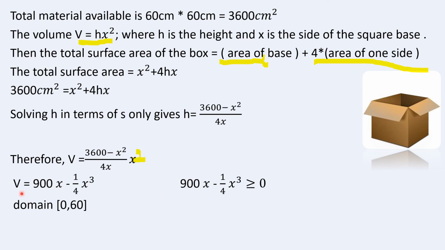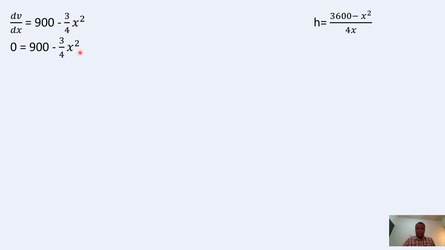So we are going to take this volume and differentiate it, because we are looking at the maximum. I told you that you should take note of key words from the beginning of the question. So dV/dx, when we differentiate, we get 900 minus 3 over 4 s squared. Please check that you get the same thing. Since we are looking for the maximum, we equate it to 0, and then we simplify and solve for x.